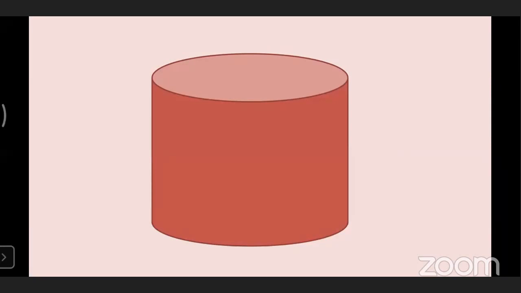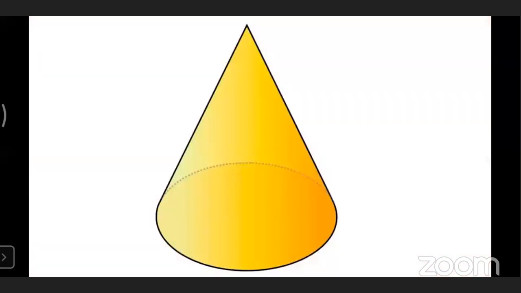Yes, it's a cylinder. Now, can you tell me which figure this is? Cone. Very good. It's a cone. Very nice. Now, let's identify this figure. Circle. It's a circle. Very good. It's a circle. So, today we are going to learn about a circle.